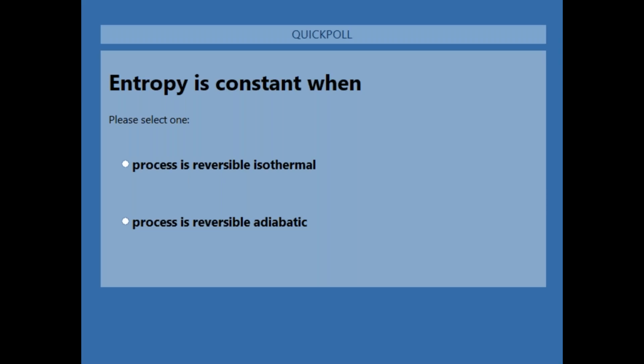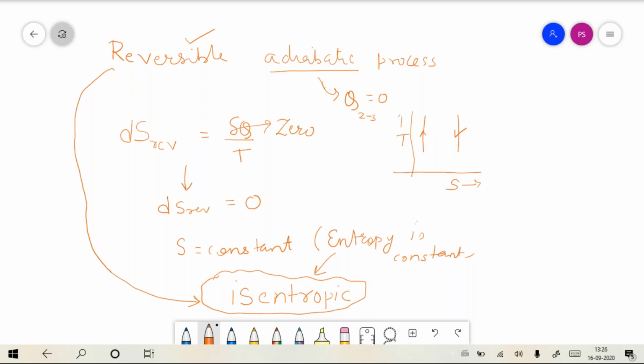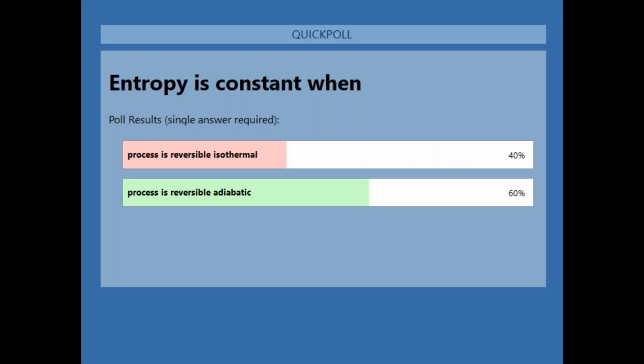So let me close down the polls. I find that only 70% of the students have voted. Whatever could be the reason, let me close the poll and show you the correct answers. Right. So the polls are closed and I am sharing the results. The correct answer is: the entropy is constant when the process is reversible adiabatic.